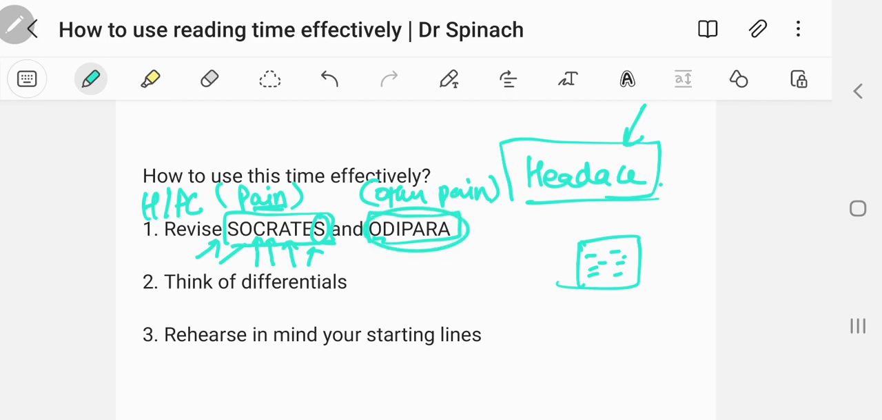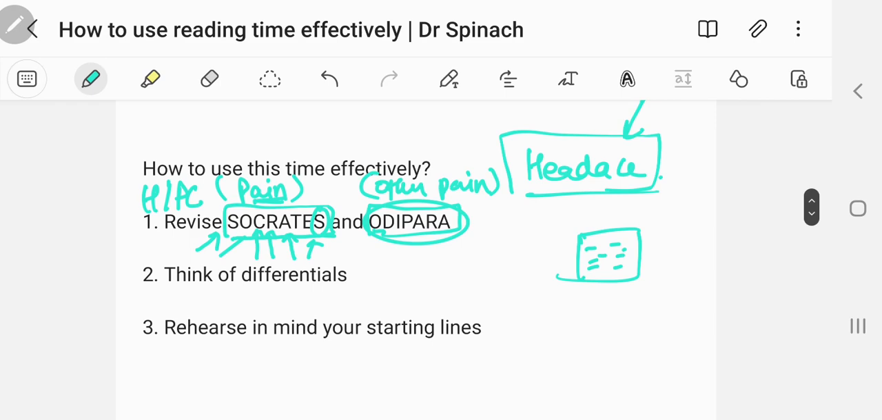Now the next thing that you should think about are the differentials. What can cause the headache? You're not going to come to a conclusion that this patient definitely has migraine. No, never do that, because in that case you will start thinking about management, and when you go inside, they might not even have migraine. So you wasted your time thinking of something that was not even present in the patient.